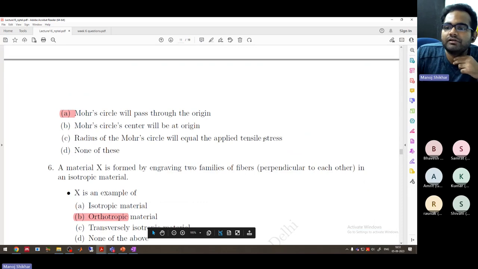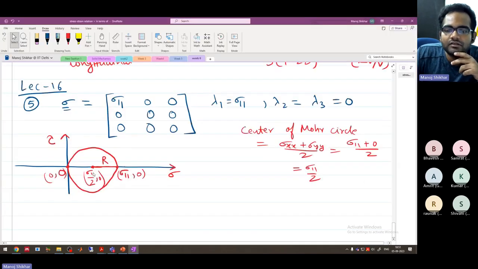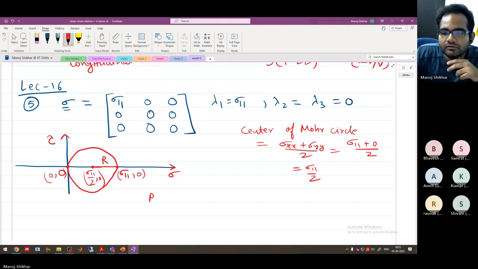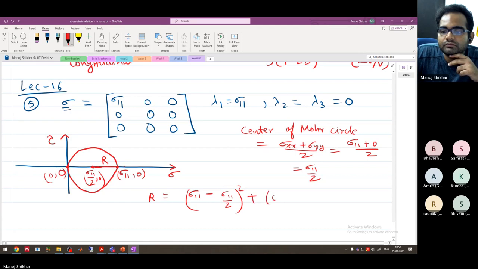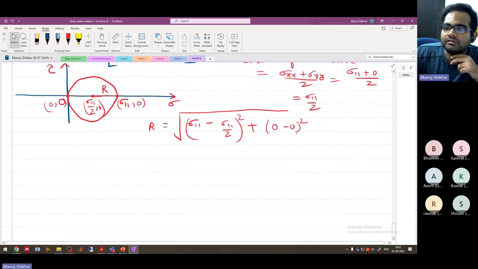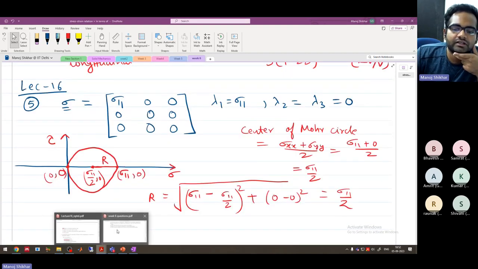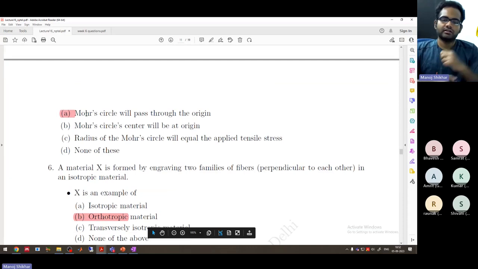Option C: the radius of the Mohr circle will be equal to the applied tensile stress. This is false because we have already seen the radius is sigma 11 minus sigma 11 by 2. So the radius is sigma 11 by 2, half of the applied stress. So only option A was correct.